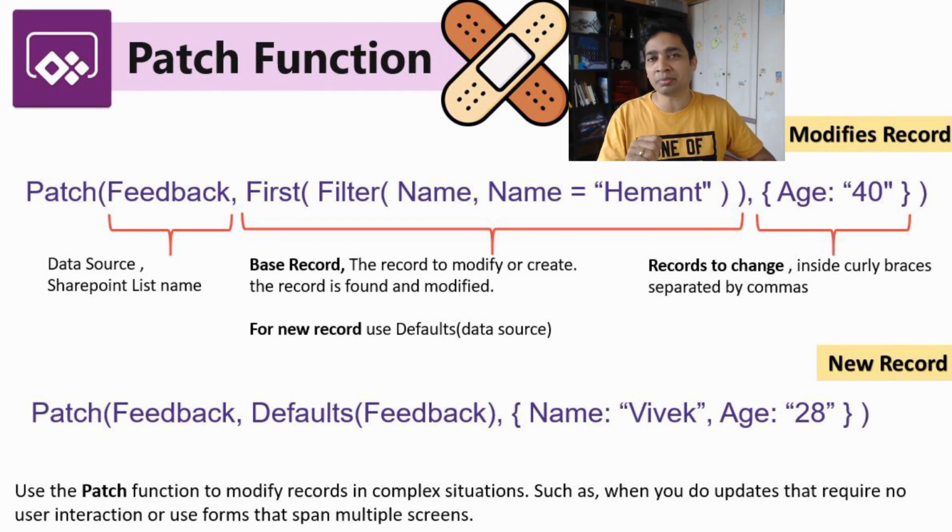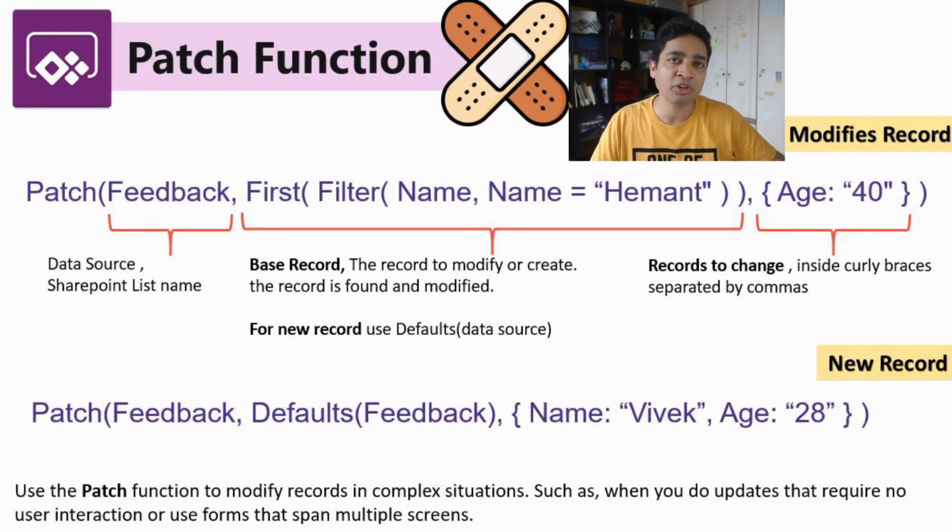One of those, for example, could be that you have multiple screens in your app. Now your data is being collected from screen A to screen B and screen C, and then finally at screen C you have a submit button that you are using to push the data back into the data store. For those situations you need to use the patch function.